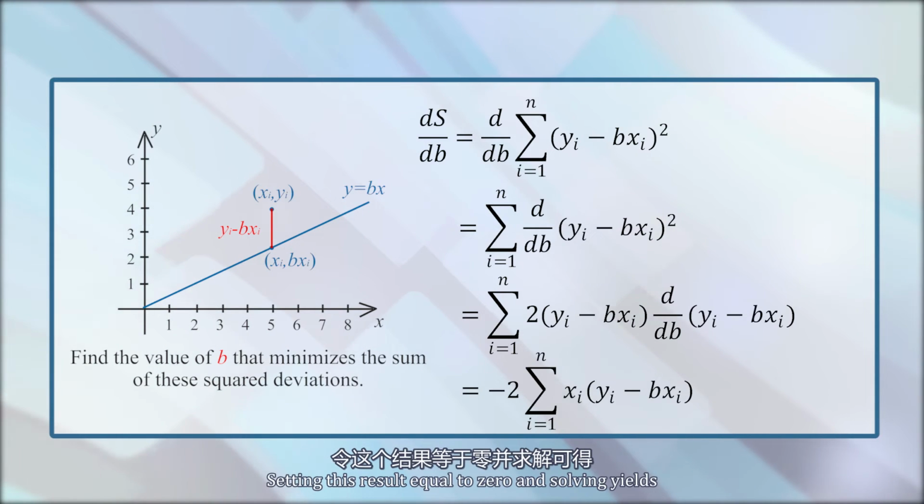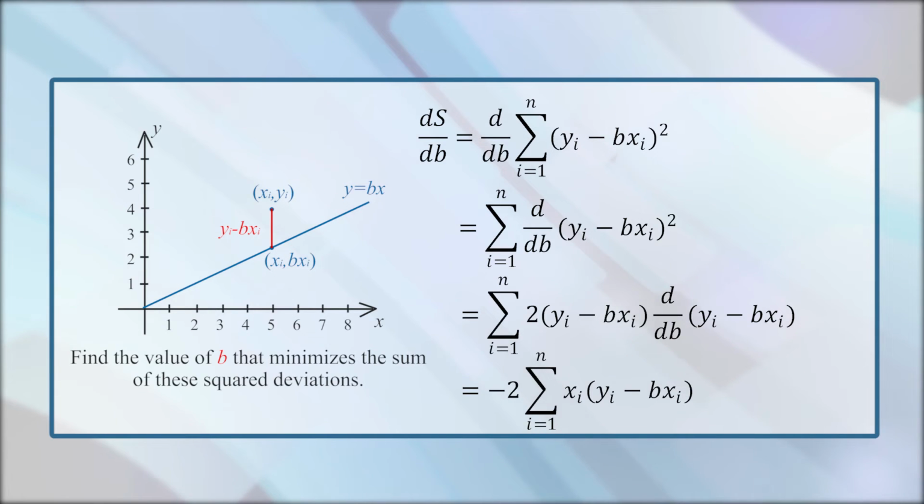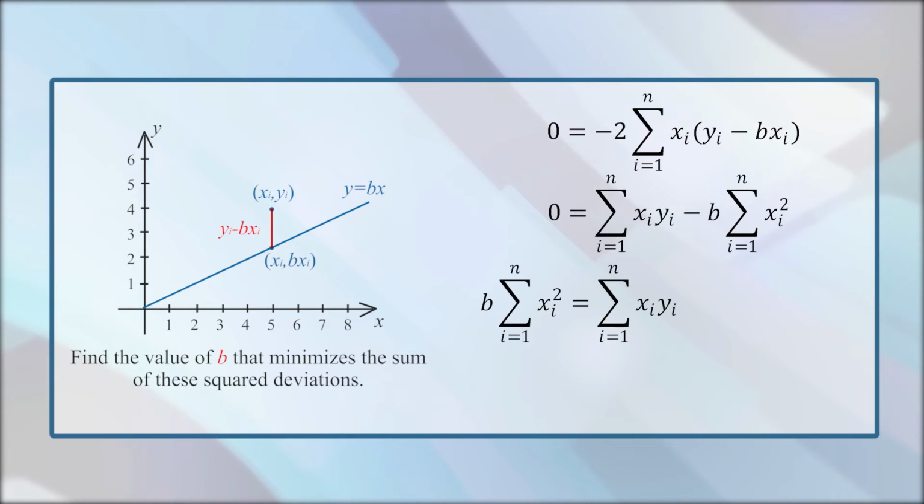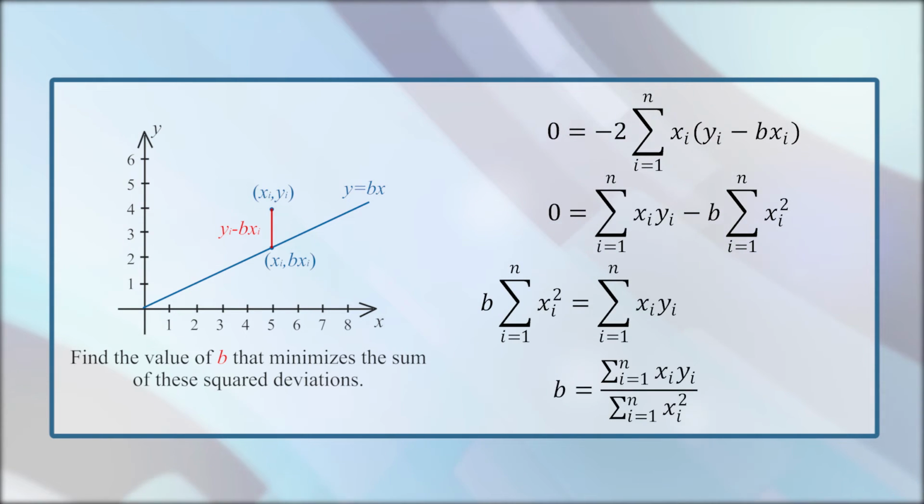Setting this result equal to 0 and solving it, we separate the two parts and can get b. So b is equal to the sum of xi times yi over the sum of xi squared.